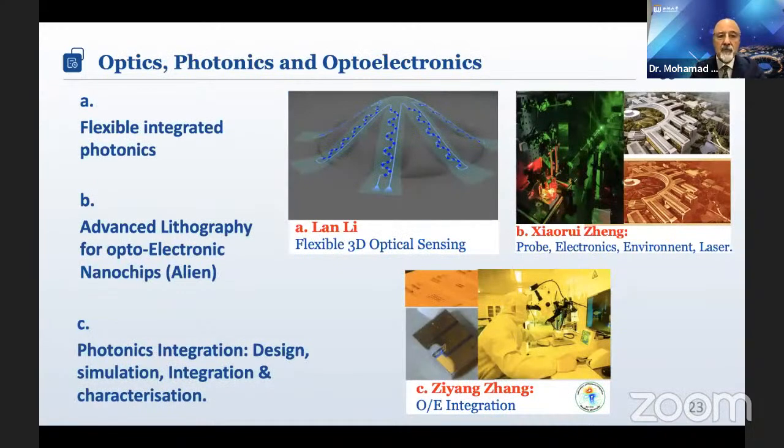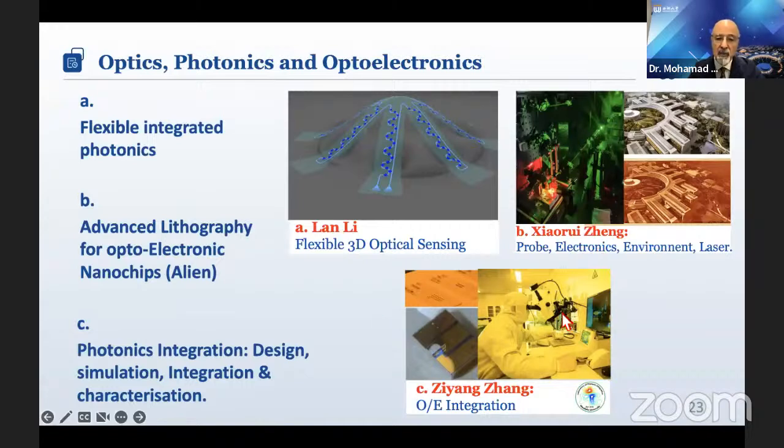Some examples from optics, photonics, and optoelectronics. For example, here we took some examples: flexible integrated photonics, so flexible 3D optic sensing. We talk about advanced lithography for optoelectronic nano chips.